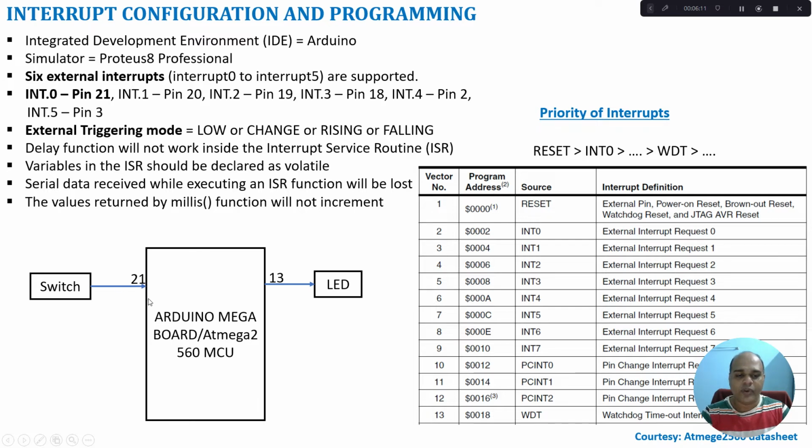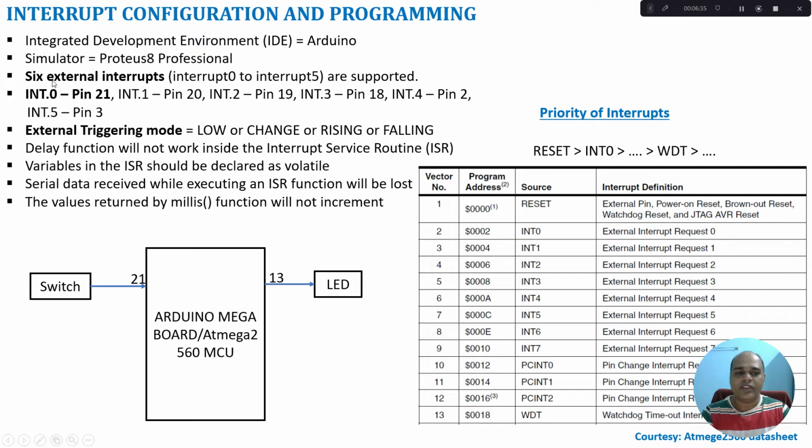This pin number 21 is an interrupt pin. So whenever we press the switch, an interrupt will be generated. Upon this interrupt, we try to change the state of your LED connected to pin number 30. As I said, this pin number 21 is an interrupt pin and it is the INT0 pin.